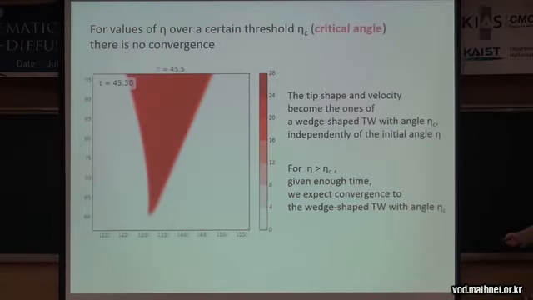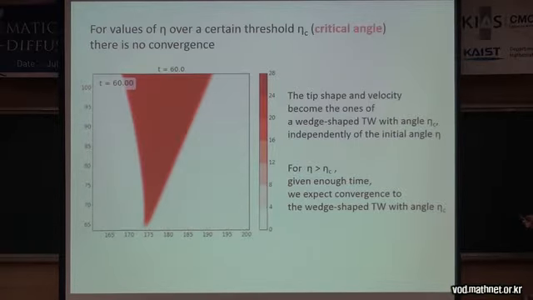We observe that the tip moves downwards, which means that the actual angle at the tip is less than eta. In particular, by doing many simulations we can observe that this angle is independent of the initial angle eta and is equal to the critical angle. So our conjecture is that, given enough time, when eta is greater than eta c, we will have convergence to a traveling wave with angle eta c.